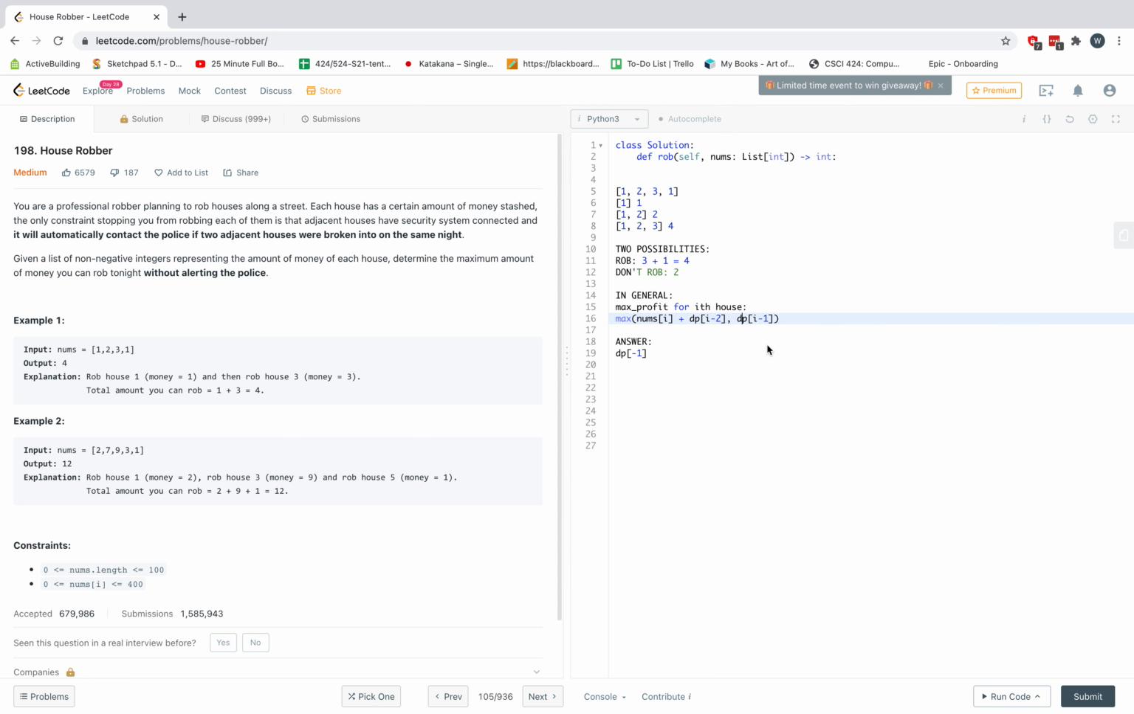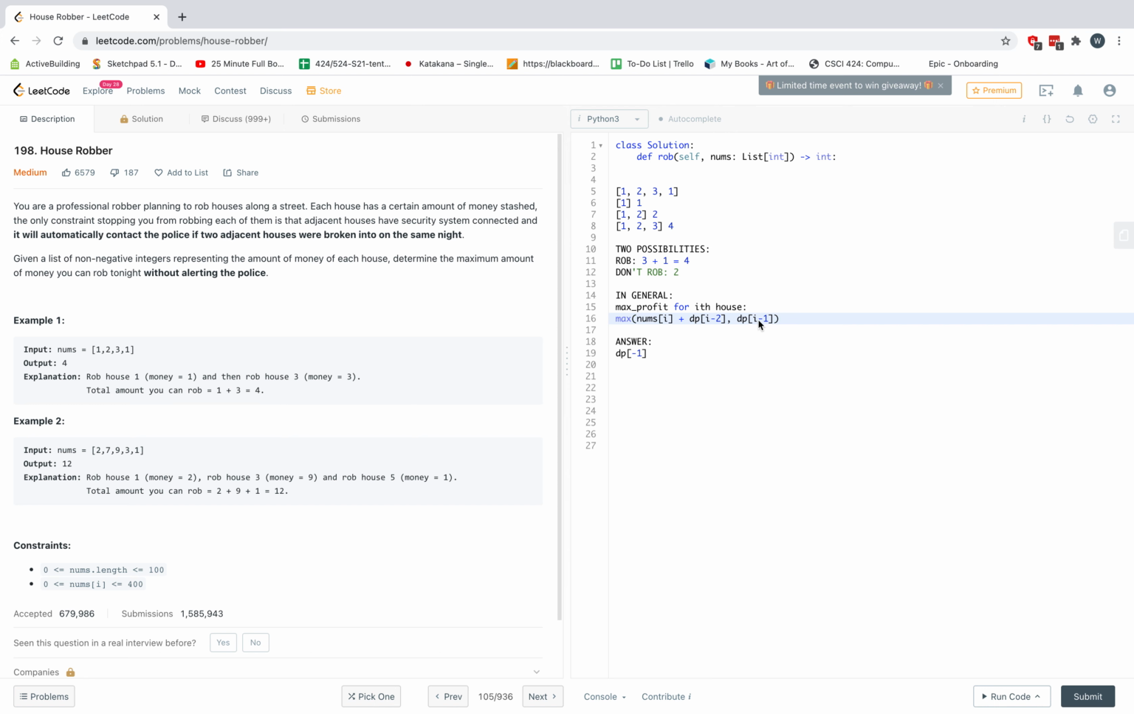Now, if you don't rob house i, then the maximum profit becomes the maximum profit you get from a robbing spree that ends at the house 1 position before your current position. That's dp[i-1]. So it's kind of a mouthful to say what exactly these expressions mean, but I think mathematically it makes a lot of sense, right? We basically have 2 choices, and we take whatever choice gives us the most money at the end of the day.